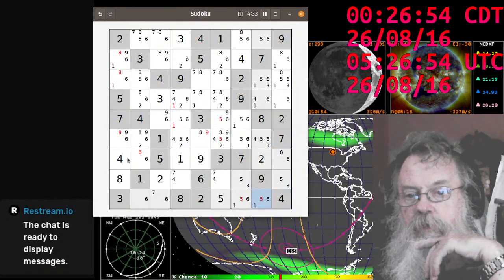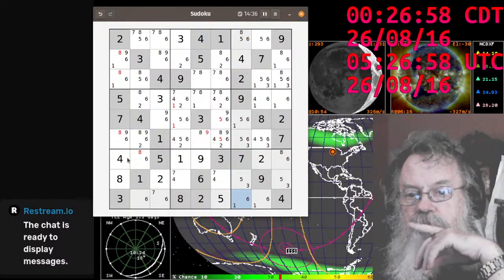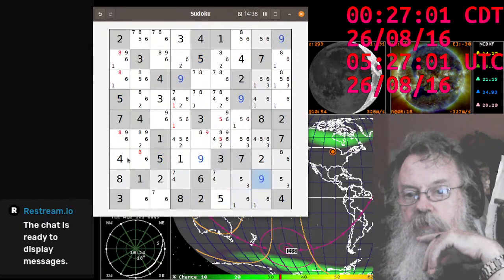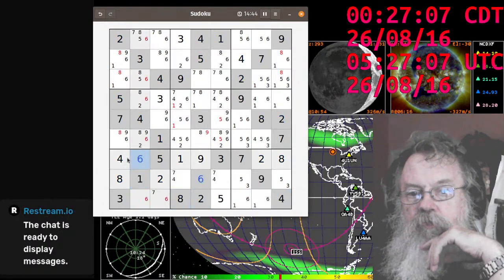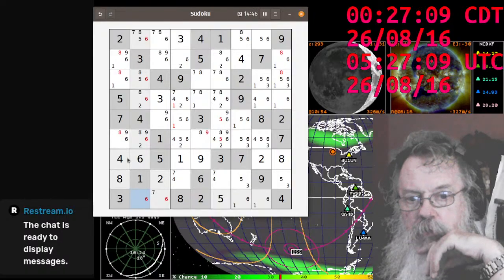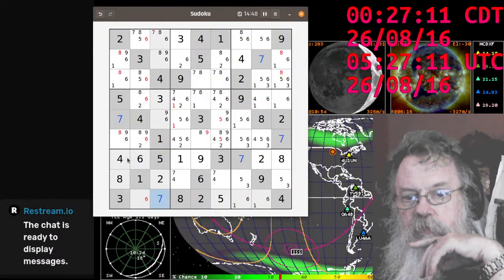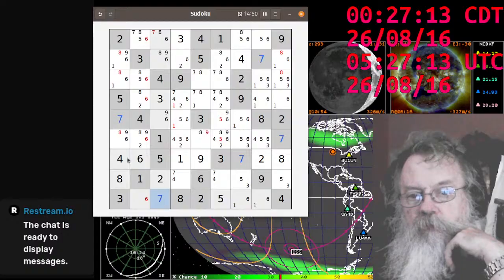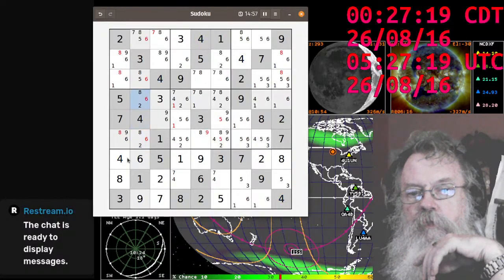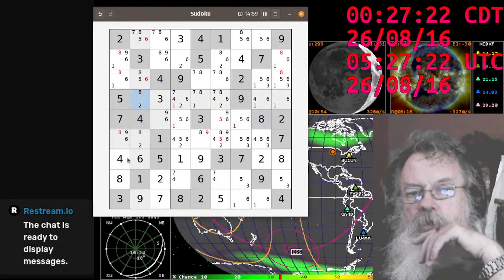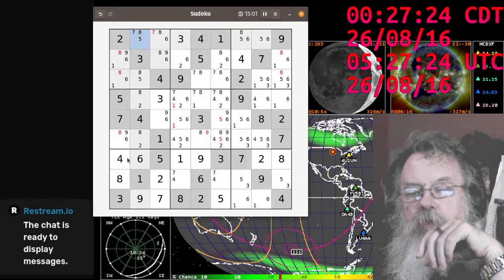So we can clean up the 5s here. Pair of 1-6s. That makes this into an 8, and that makes this a 6. This becomes a 7. And what am I missing here? Looks like it's a 9. So we can clean up the 9-6s up here.